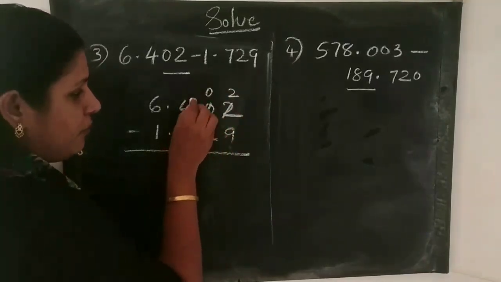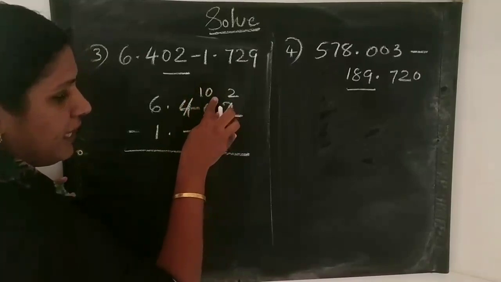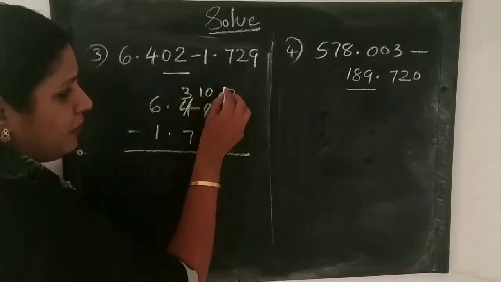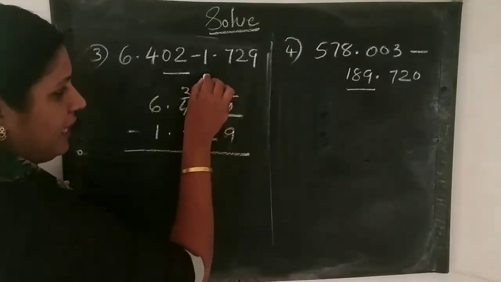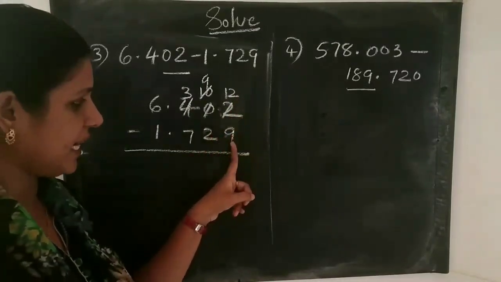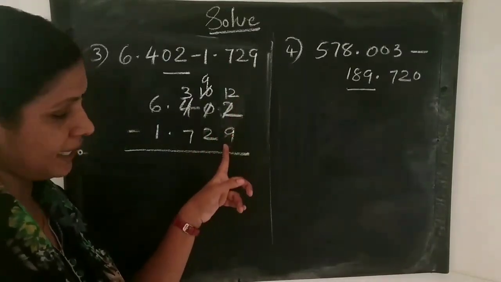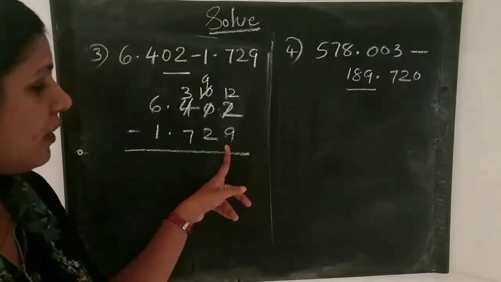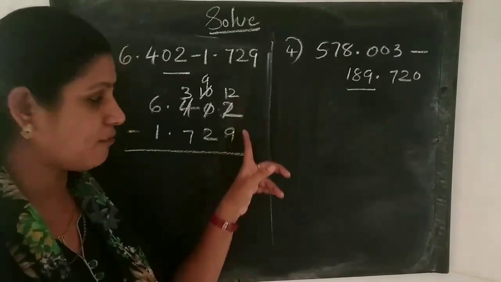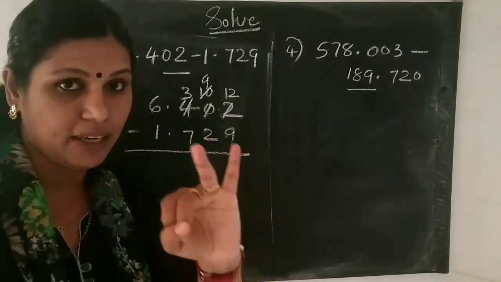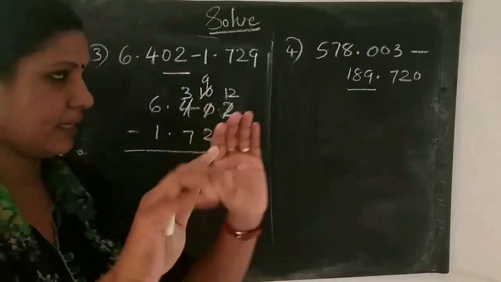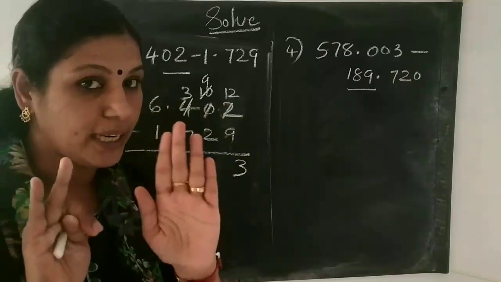From borrowing 1 from here we get 10. Here we get 3. And borrowing 1 from here we get 12. Here we get 9. Understood? Then 12 minus 9 is what? 12 minus 9 is 3. Otherwise you can count after 9, you just count up to 12. After 9, 10, 11, 12. Okay. Then 9 minus 2. Take 9 fingers down 2. You get 7.